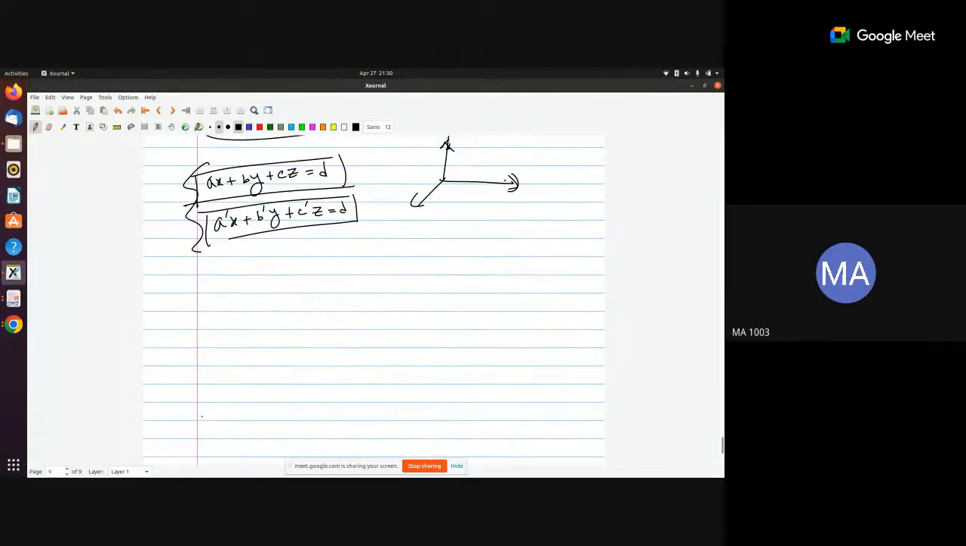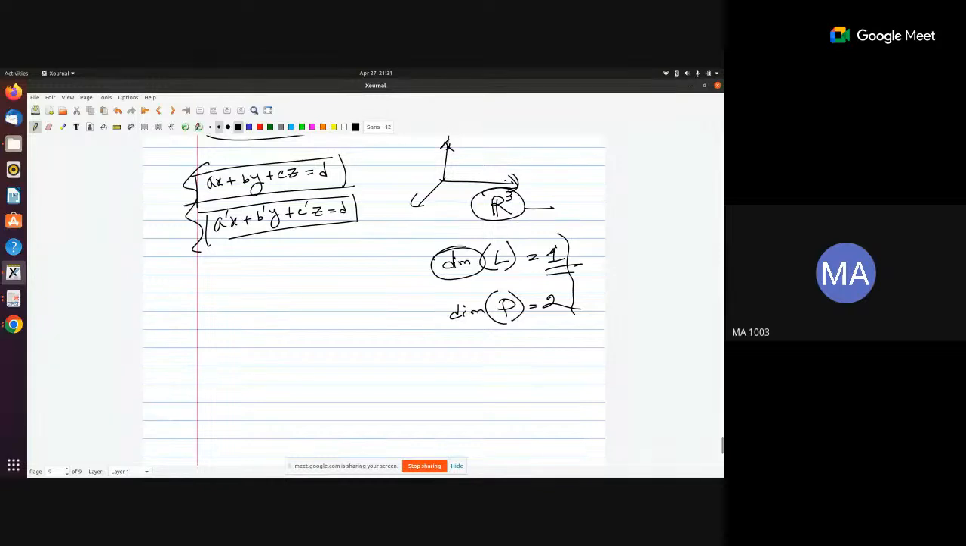So we are in R3. This is R3 as a vector space, right? What is the dimension of a line? If I consider the line as an affine line or affine subspace, what is the dimension of a line? Dimension of a plane is two. Okay. So the dimension of a line is one.